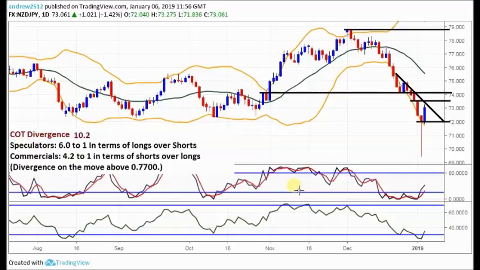Now, in terms of the two trade setups, you can see how well this one worked. I just feel that the AUD NZD could work really nicely as well. We shall see, but I'll update these setups in another video soon.